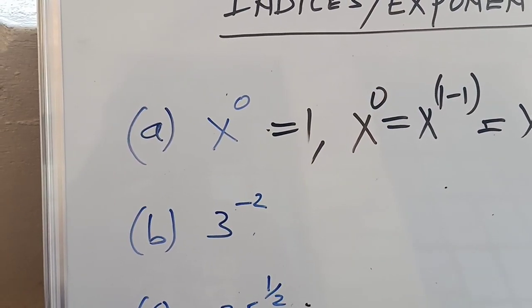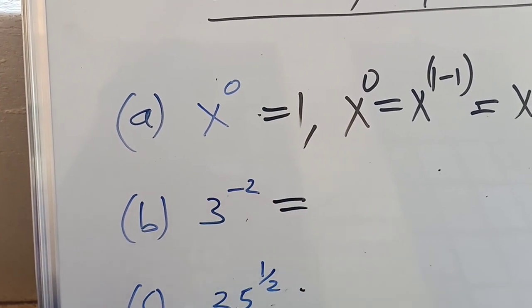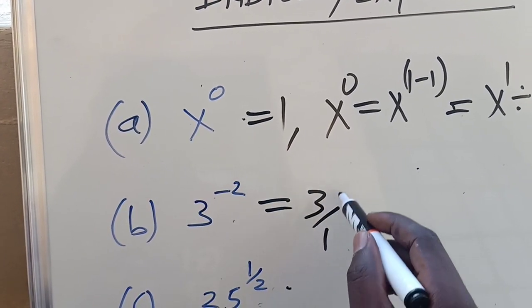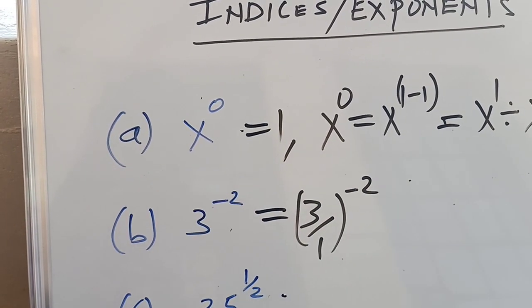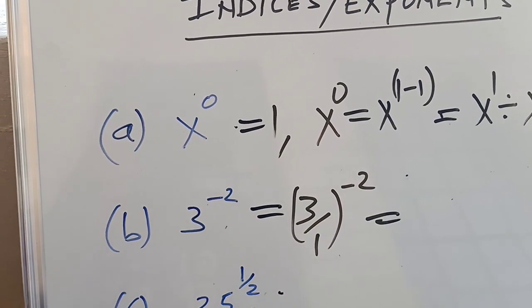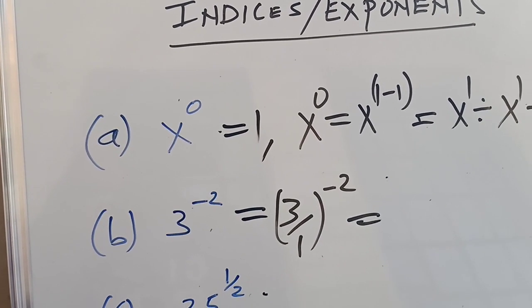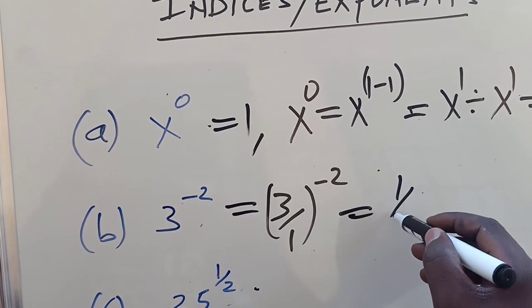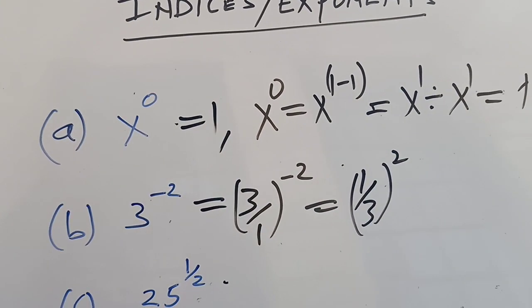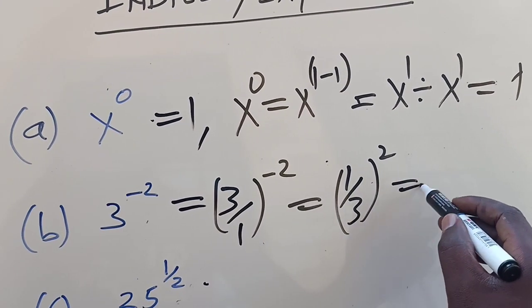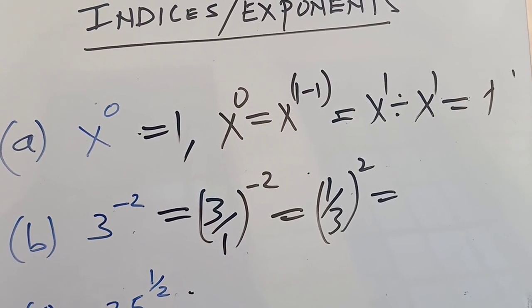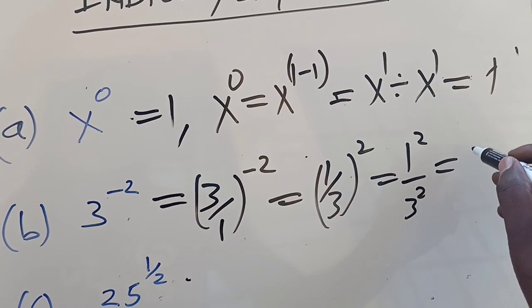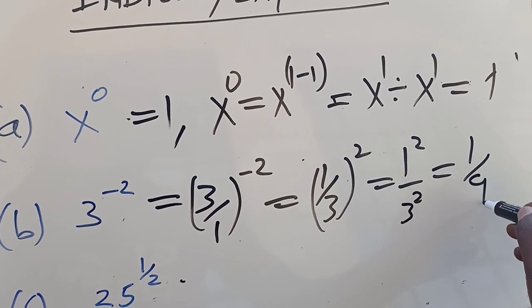What if the power is negative? When the power is negative, you find the inverse of the base. So 3 is the base, and 3 is the same as 3 over 1. Then the power is negative 2. To make the power positive, you find the inverse or the reciprocal of the base. The reciprocal of 3 over 1 is now 1 over 3, and now our power becomes positive. When you open that, you ensure that you square both the numerator and the denominator, which is 1 squared over 3 squared, and the answer is 1 over 9.